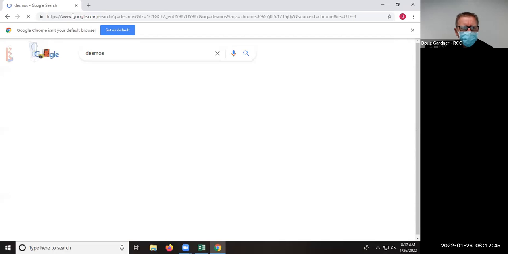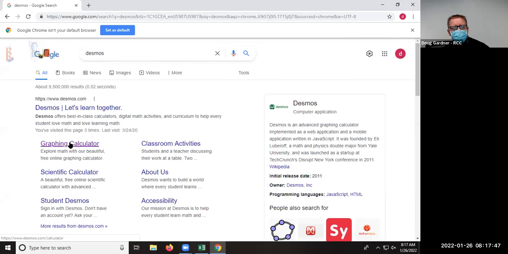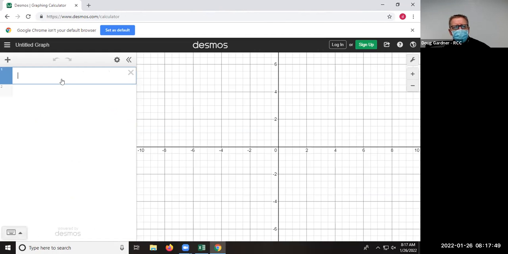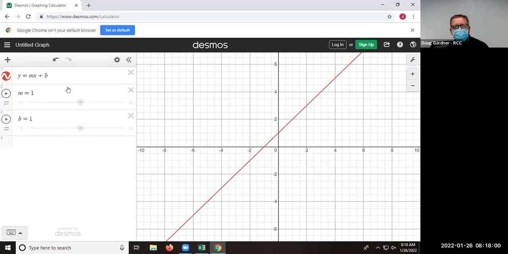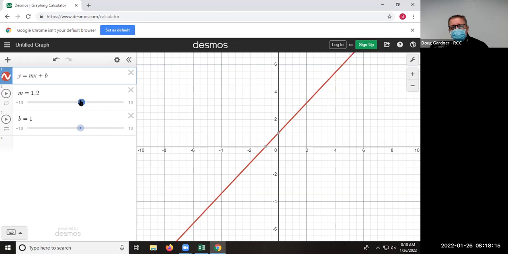There's an online free graphing calculator called Desmos that's really powerful. Watch this. So if I say y equals mx plus b, what's really cool is you can add sliders for these. So right now, this is y equals 1x plus 1. Well, watch what happens if I change the m right here. Watch what happens if I change that to be larger, larger, larger.